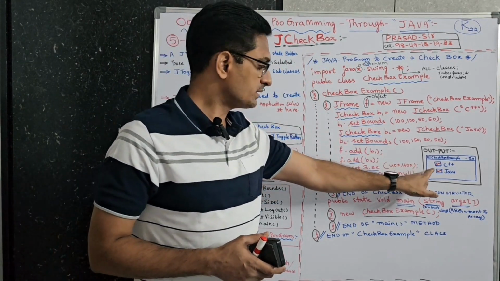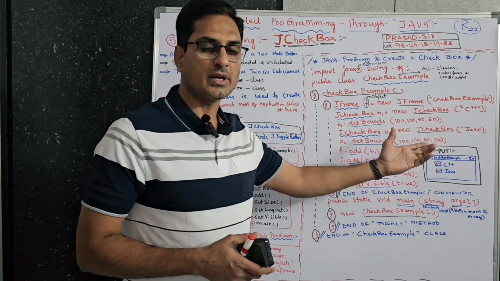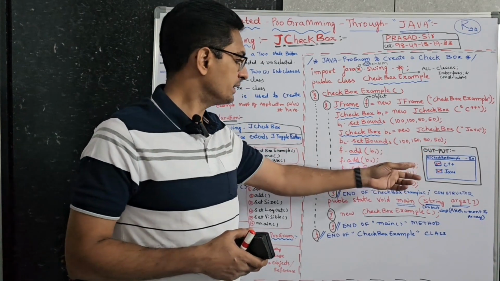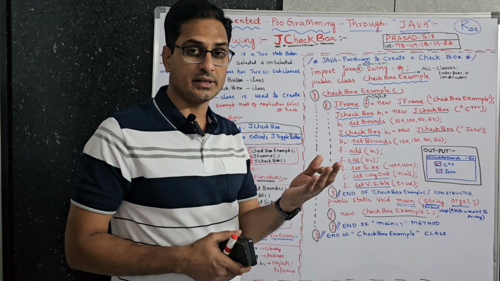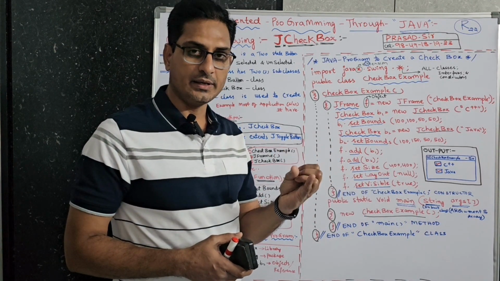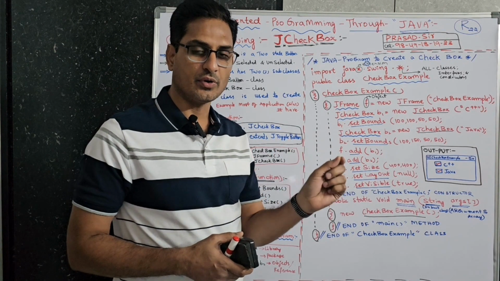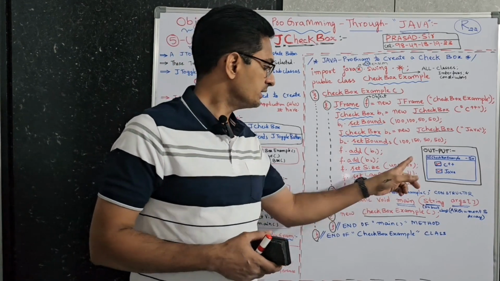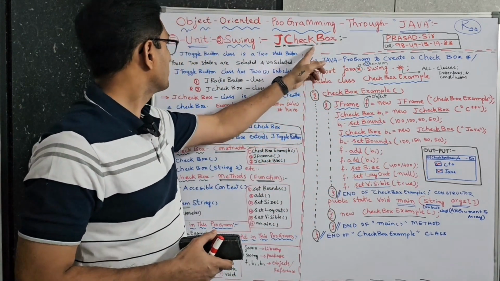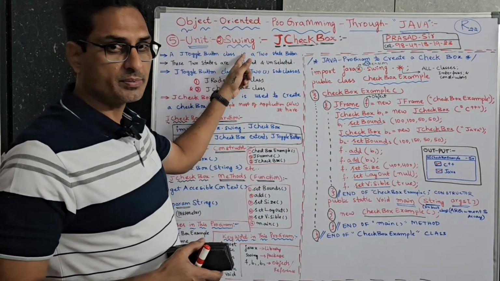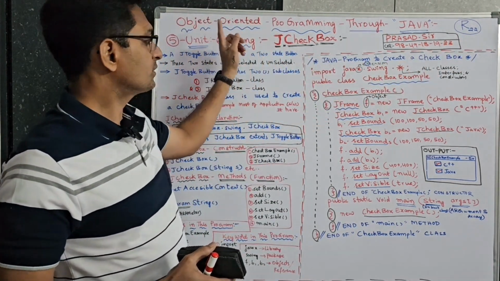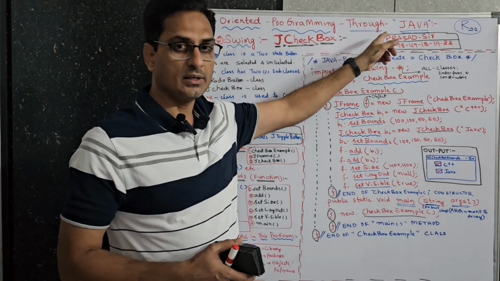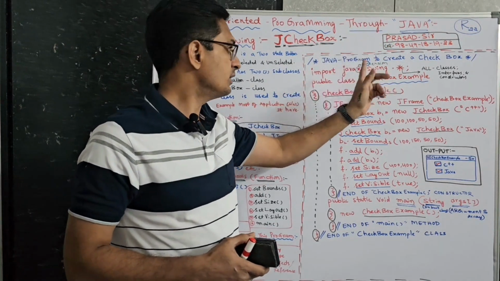JCheckBox, the output will be something like this. In most application software and apps, you will get checkboxes like what is your qualification: SSC, Inter, BE, MTech, PhD. If you want to check all the checkboxes, this will be useful. This is a topic from 5th unit 2nd chapter, R22 regulation, from the subject Object Oriented Programming through Java. From the Java subject, this is very useful.